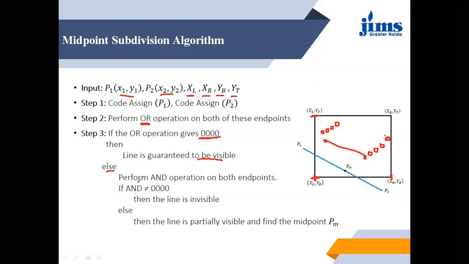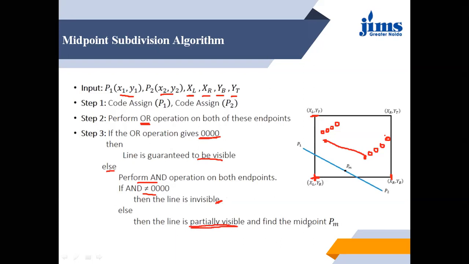Suppose the value of the AND operation, as I calculated for the OR operation, is non-zero, not equal to zero. Then the line is completely invisible, meaning there is no need to do anything. We apply the midpoint subdivision algorithm when the line is partially visible.